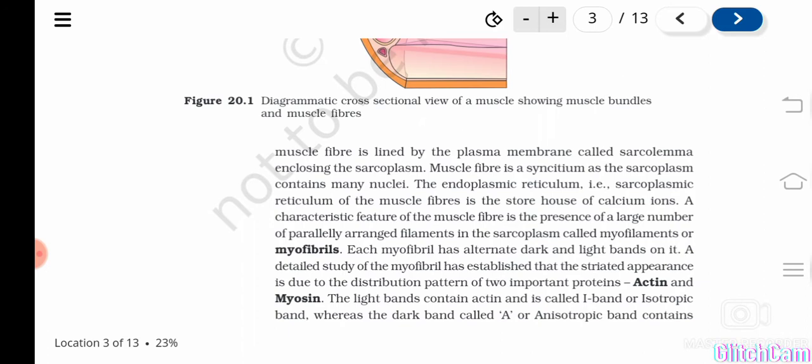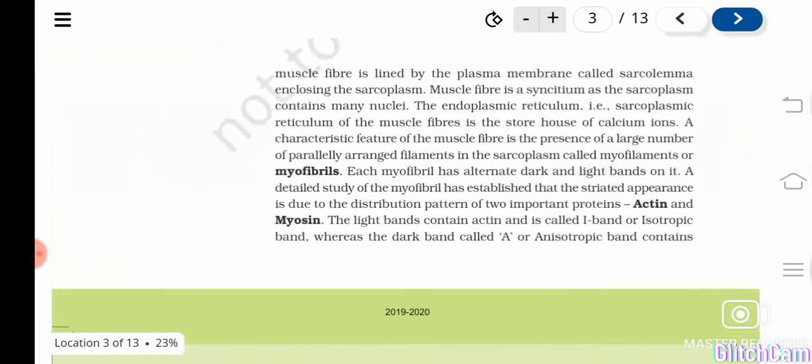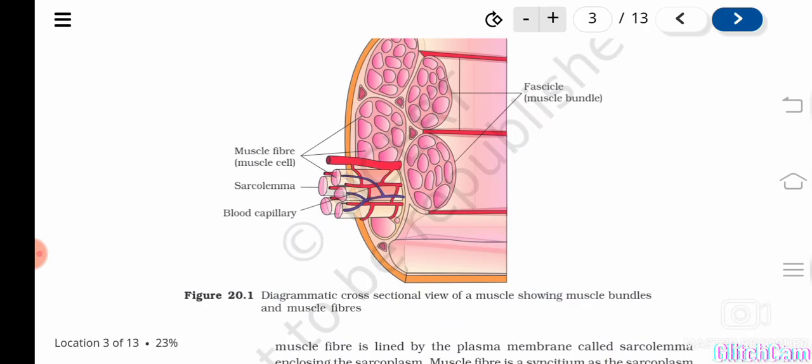And each myofibril or myofilament has what? Alternate dark and light bands, okay. So why are these dark and light bands there? That is the portion where they have actins, they are light in nature, okay. And wherever they have myosin, there they have what? Dark bands, okay.